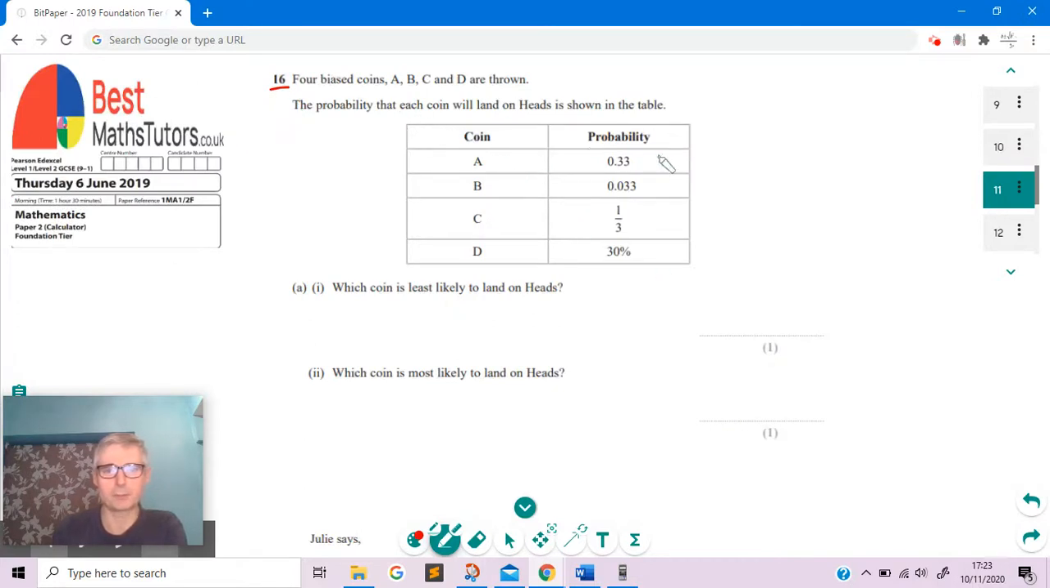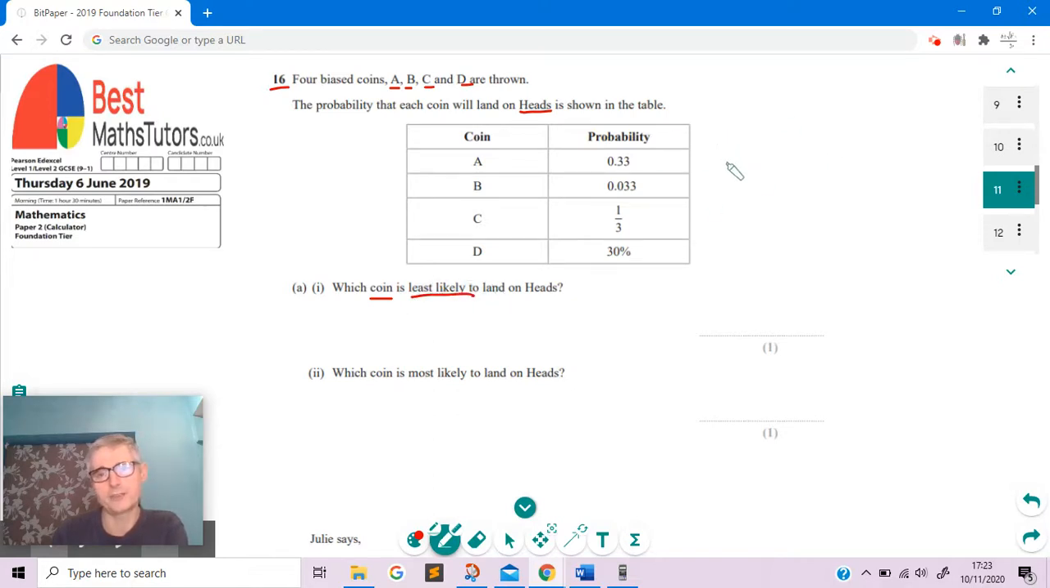We now look at question 16. This is a question about probability. We've got 4 biased coins A, B, C, and D. And we've got different probabilities that each of the coins will land on heads, and those probabilities are shown here. What we've got to do is work out which coin is the least likely to land on heads.